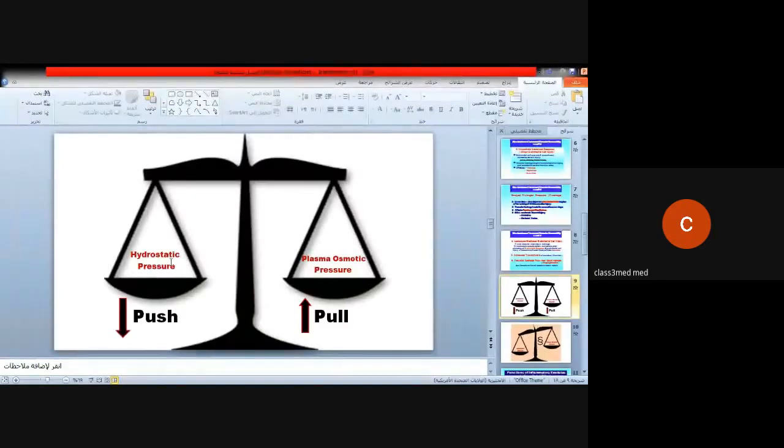So these are 2 forces. There is a balance between the hydrostatic pressure and plasma osmotic pressure normally. There is a balance between these two opposing forces. So the net result is that no fluid will accumulate in the extravascular spaces.